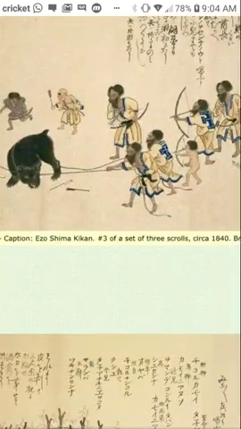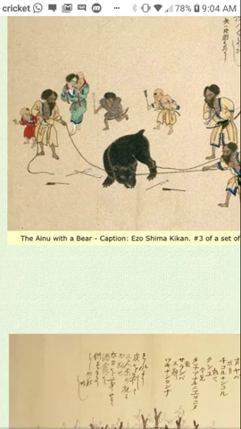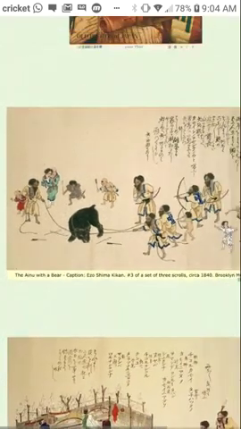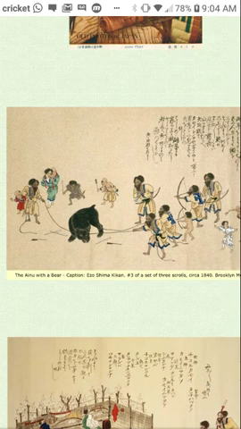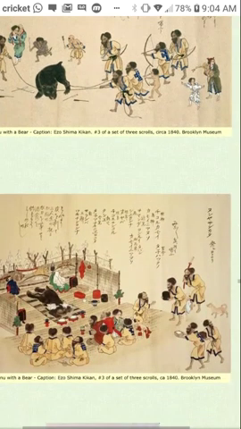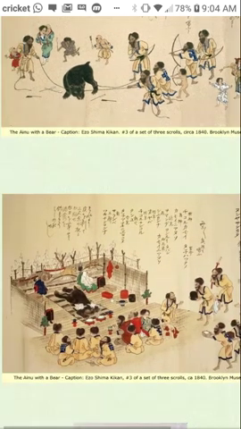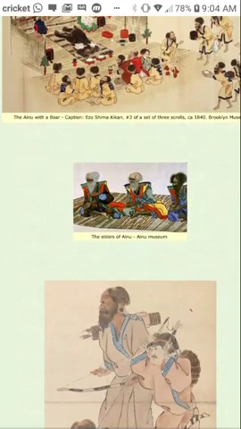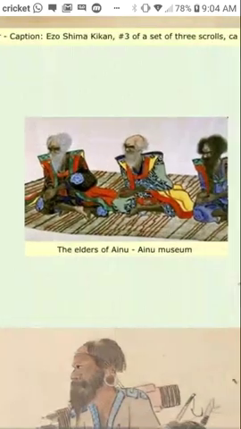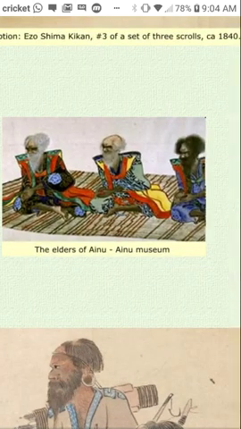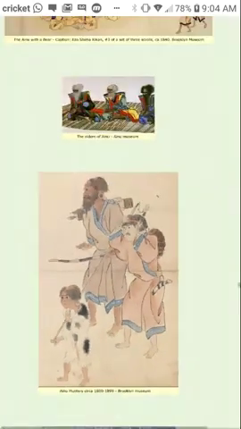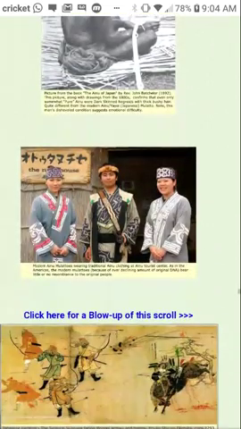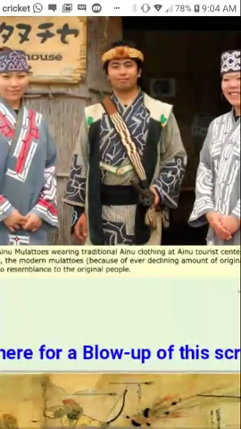Okay, and you can go through and read. The Anu with a bear. The Anu were the original peoples of Japan. Okay. See, they're getting lighter now. They're mixing. The elders of Anu. That's the black one there. They've been watered down a little bit. The Anu. These are the mulattoes, the hybrids.